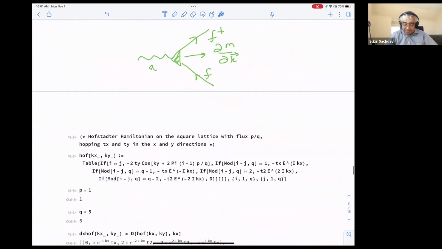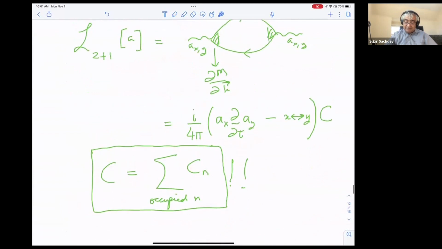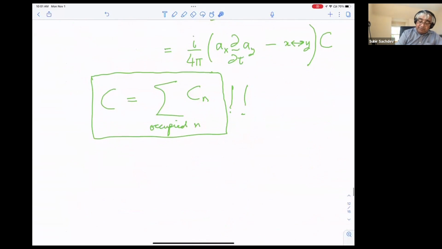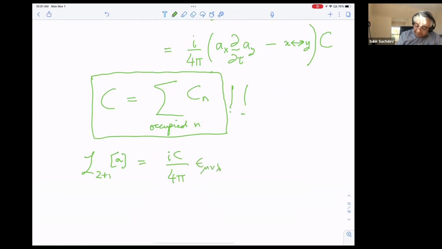All right, so what we have shown here is that there's a Chern-Simons term that's present in the bulk theory for the gauge fluctuations of the chiral spin liquid. So in fact, you can also include a tau, and by gauge invariance, and this is usually the way you'll see it written out, L_{2+1}(A) will be i C over 4 pi times epsilon^{mu nu lambda} A_mu d_nu A_lambda.